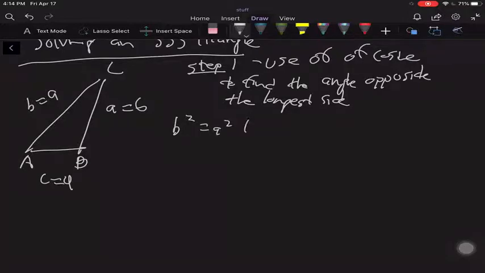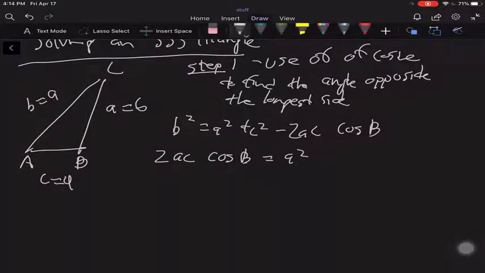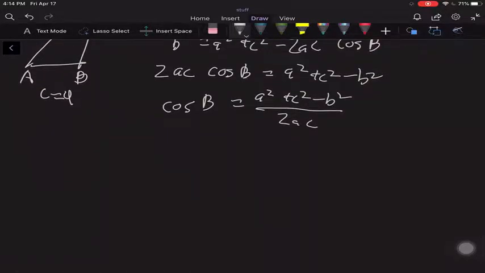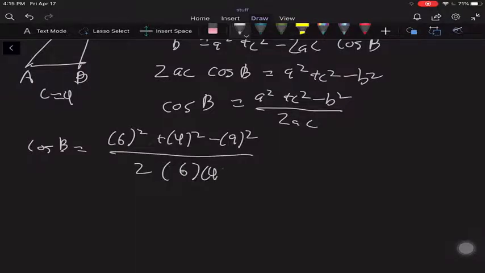B squared is equal to A squared plus C squared minus 2AC cosine of B, and we're just going to isolate cosine of B on one side. So what we're going to get is 2AC cosine of B is equal to A squared plus C squared minus B squared. Then we're going to divide both sides by 2AC to isolate the cosine of B by itself. And now we can just plug in numbers. And that's going to give us negative 29 over 48.